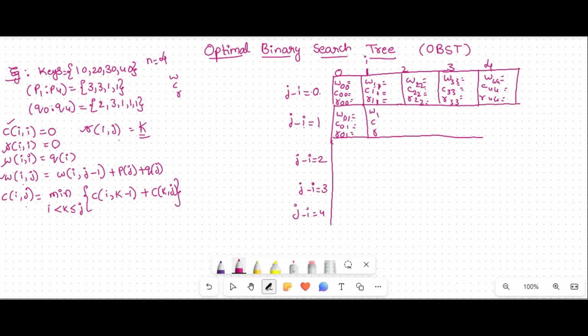Now W, C, R. I value is 1. What I said? Just increment: 1, 2, 2, 2. That's it. Next, W, C, R, I value is 2. Here it is 2, na? Increment it. 3 minus 2, 1 you are getting.